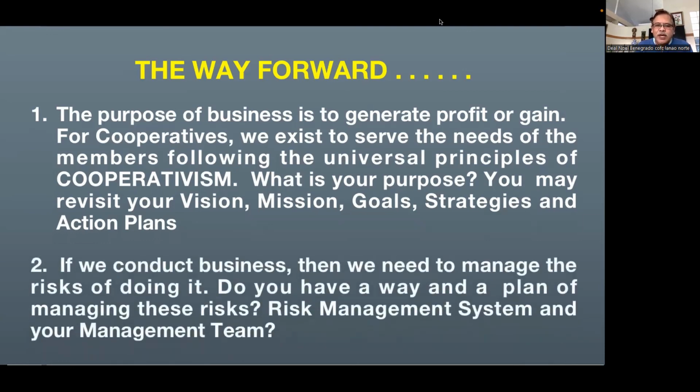Second, if we conduct business, then we need to manage risks when we do the business. Question, do you have a way and a plan to manage these risks? Meron ba tayong risk management system, or do we have a management team that will handle all this? Kailangan natin, mga kapatid. If you're the only one thinking in your organization, medyo mabigat para sa iyo. Pero kung marami tayo sa board, active and vigilant, then we can cover the possible problems that will come our way.